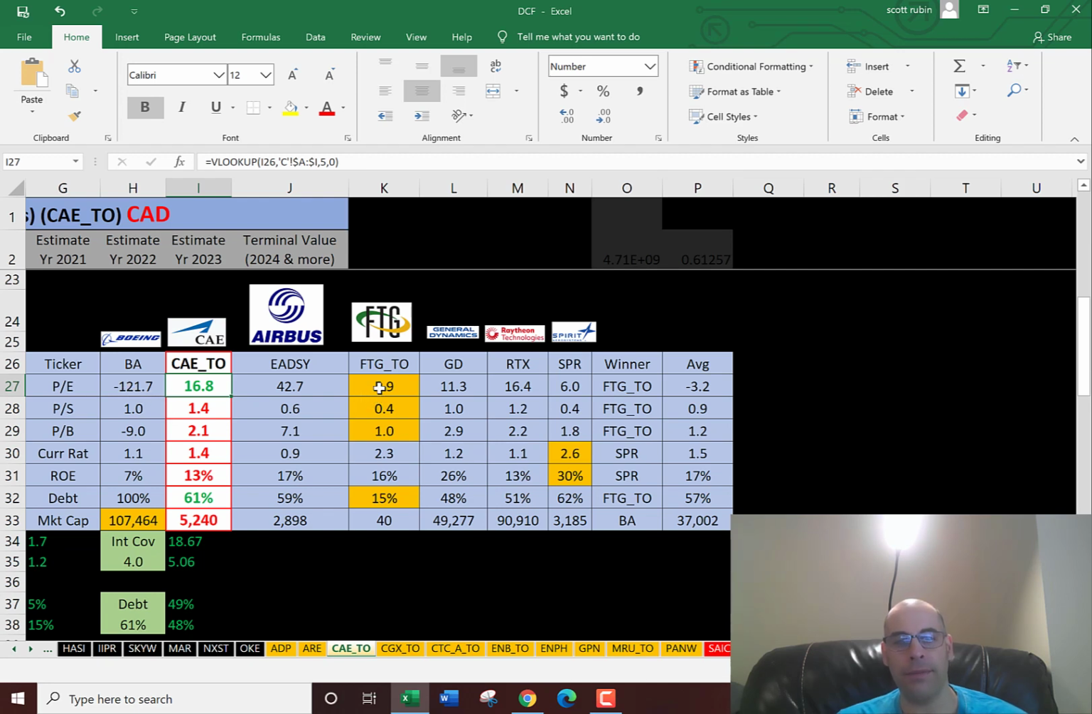FTG is the best at 5.9. FTG is also the best in price to sales and price to book. CAE is worse than the average in price to sales, price to book, current ratio, and ROA. So even though they have good ratios, you have to compare them against the average in the industry, because that's how you really know. And their debt is a little worse than average. Average is 57%. They're at 61%. FTG is best at 15%. Boeing is 100% debt. And the market cap, they're worse than the average. This is in Canadian dollars, and so is FTG. The rest are in US dollars.